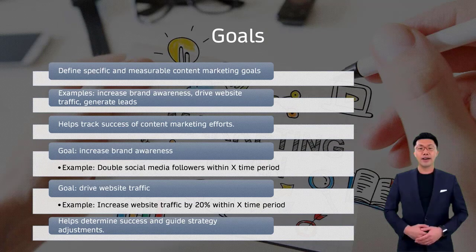The first component is goals. What do you want to achieve with your content marketing? Do you want to increase brand awareness, drive website traffic, or generate leads? It's important to have specific and measurable goals in mind so that you can track the success of your content marketing efforts. For example, if your goal is to increase brand awareness, you may set a goal to double your social media followers within a certain time period.